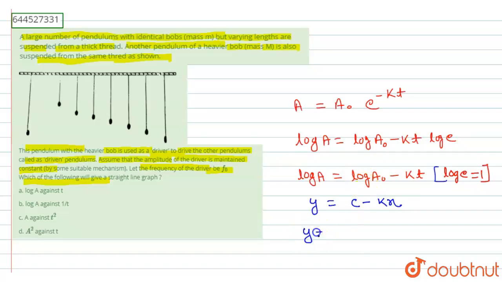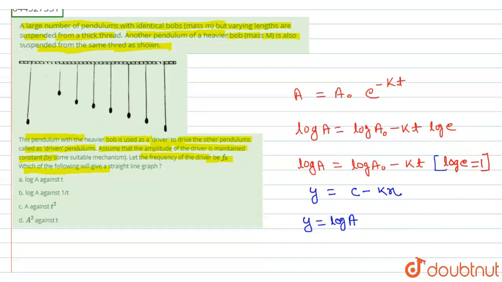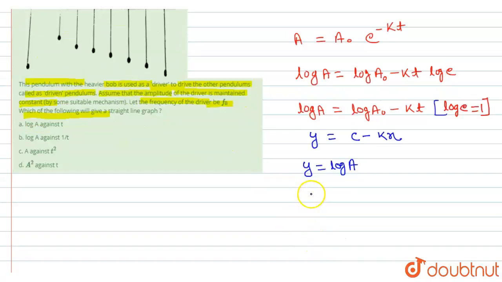Here y is equal to log A, and the slope is m equal to tan theta, which here is equal to minus k, and x we can assume is t. So we can see that y versus x gives a straight line, meaning log A versus t will give a straight line. So A is the right option.